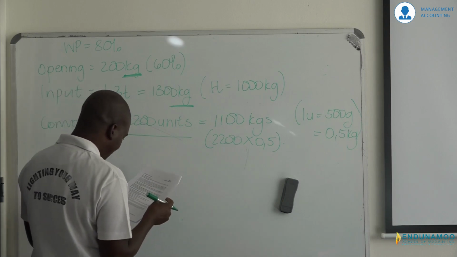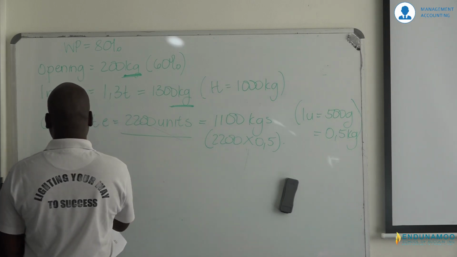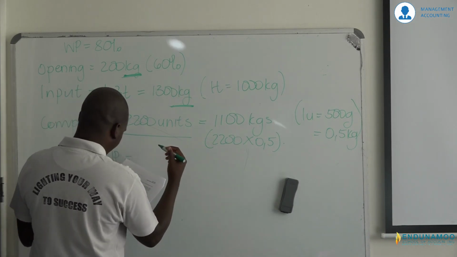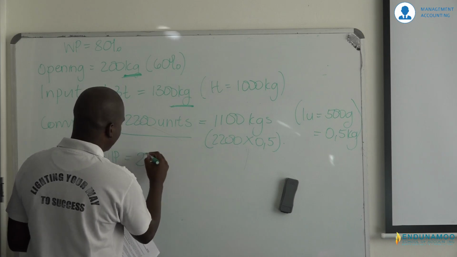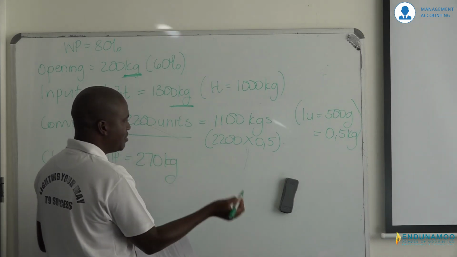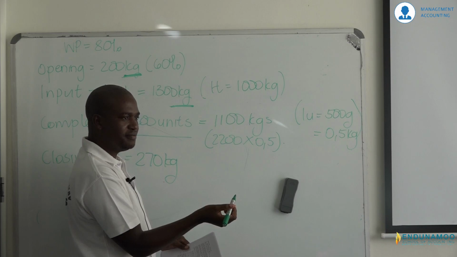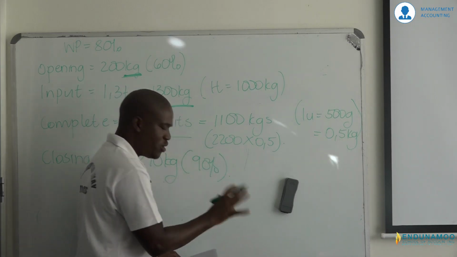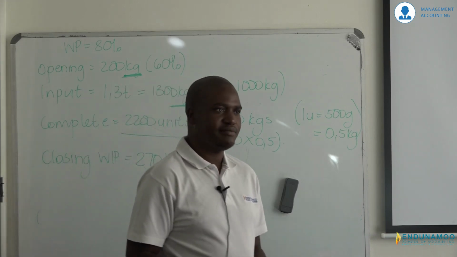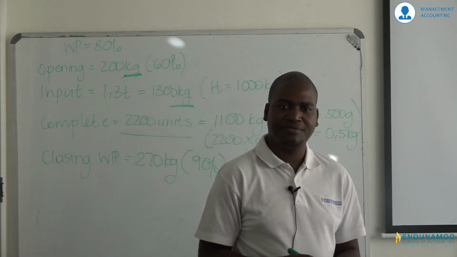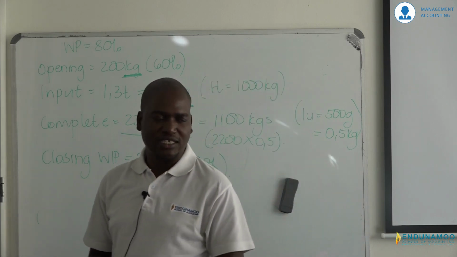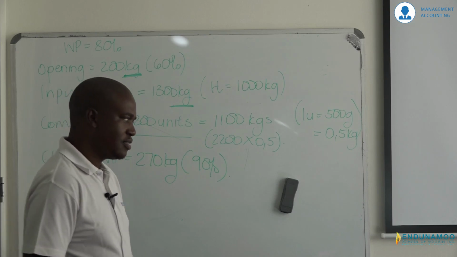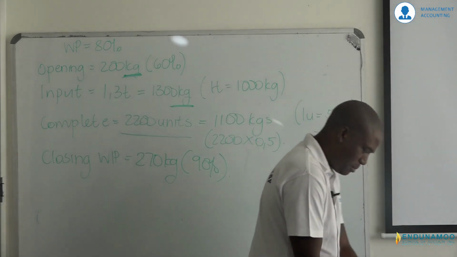Okay? Then they told you that we've got closing WIP. Of how much? 270 kgs. Now tell me, how far is it? 90%. Now, quick one, give me the keep and deduct. So give me the keep and deduct decision for opening and the keep and deduct decision for closing. Keep both.